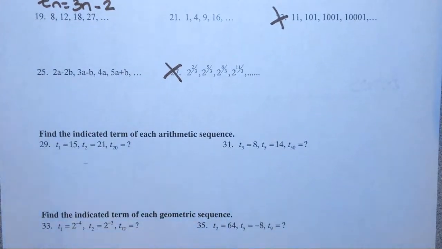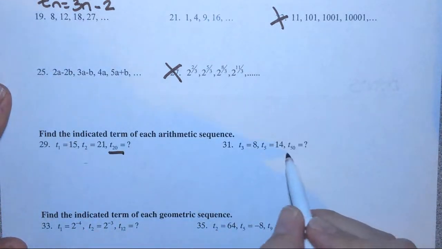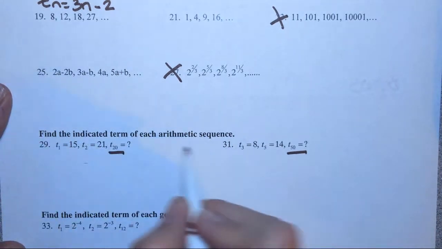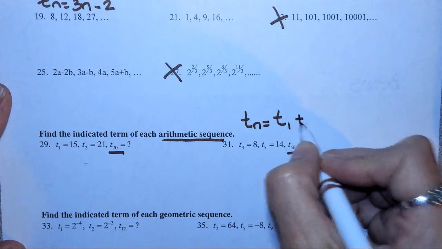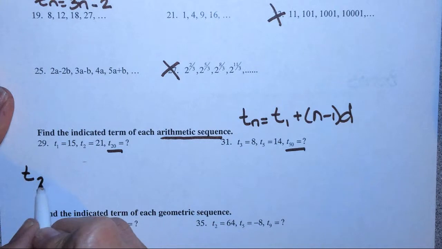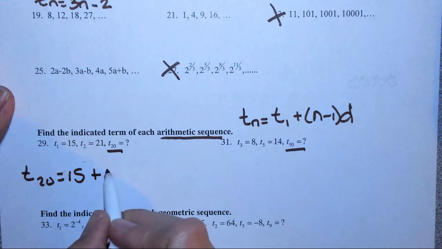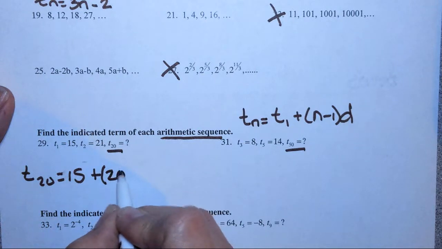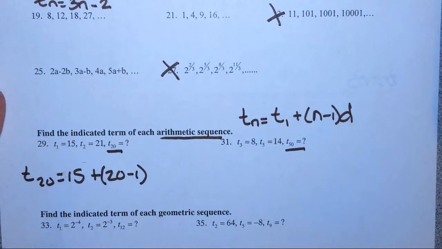On 29 and 31, they want you to find the 20th term on 29 and the 50th term on number 31. So to find the 20th term, I'm going to need to know which equation to use. It's arithmetic. Alright, so let's see what we have. To find the 20th, T20 equals, I need the first term, and they gave it to me, plus parentheses, they need n. Well, n is your term number, so 20 minus 1, and I also need the common difference. To get the common difference, I need 2 terms right next to each other.